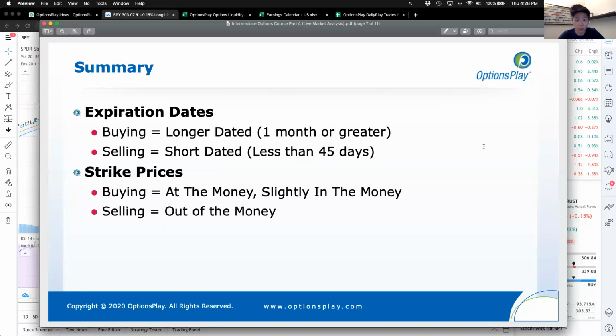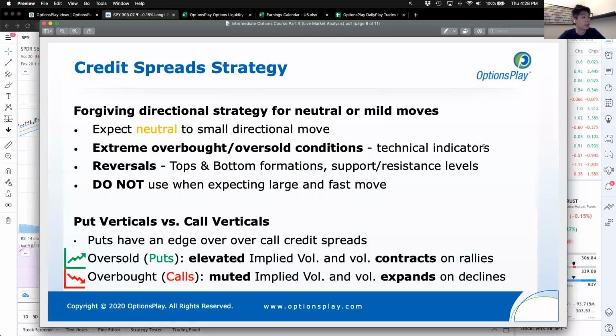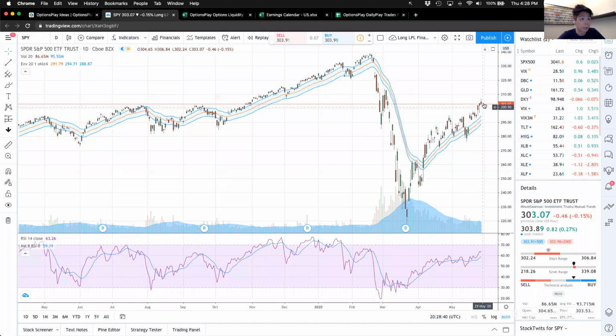So I welcome any questions on that front in terms of expiration dates and strike prices. And we also talked about selling credit spreads, which if you think about the current market environment, today might be a day where you might want to sell some call credit spreads to look for a move to the downside. And when you do touch that 20-day moving average, that might be a good time to sell a put credit spread.